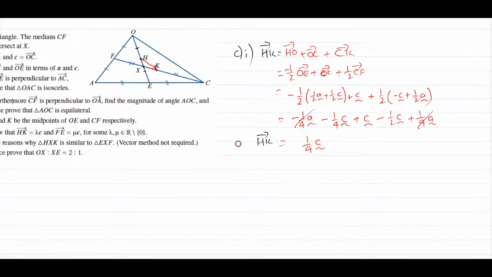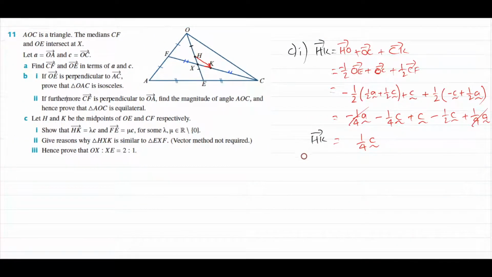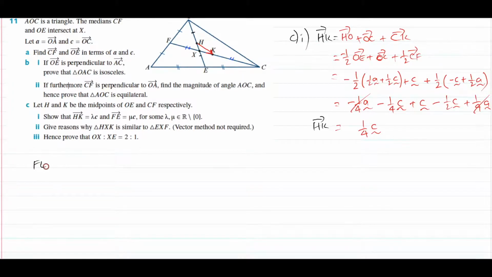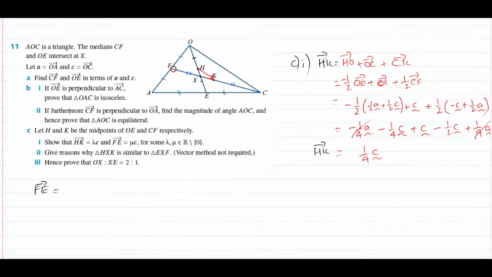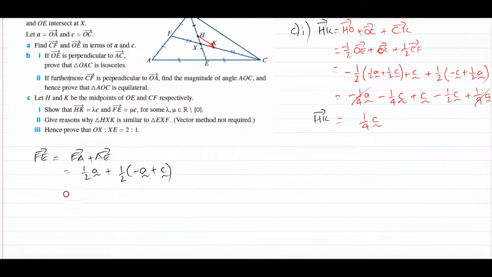We haven't finished the question, we need to find what FE is as well. So let's get into it. FE, how would you go from F to E? Well, this is actually quite simple. It's F to A to E, F to A plus A to E. And F to A we know is half of OA, so we can just half that. Half of OA, which is A, and AE is half of AC. If you want to go from A to C, we know it's negative A plus C. So that's half negative A plus C. And that's it, just add them up together. The A cancels out, which is quite nice, but then you have half C left over, which is FE.